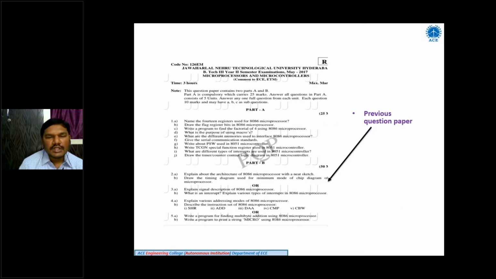So this is the question paper belonging to May 2017 of ECE microprocessors and microcontrollers, and this question was asked: explain the signal description of the 8086 microprocessor, and draw the timing diagram used for minimum mode of the 8086 microprocessor. So they are asking for the minimum mode read or write timing diagrams. So this question is also very important.